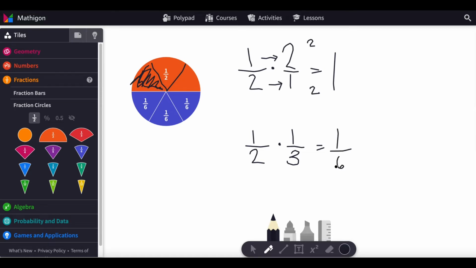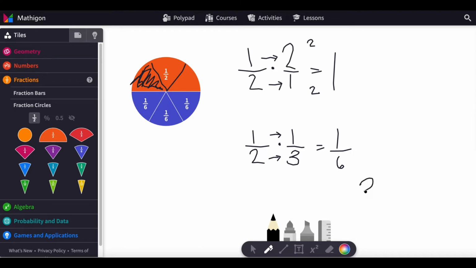So here's how we could do it without the fraction pieces: we just multiply straight across. 1 times 1 is 1, 2 times 3 is 6. There might be some times where we need to simplify them.